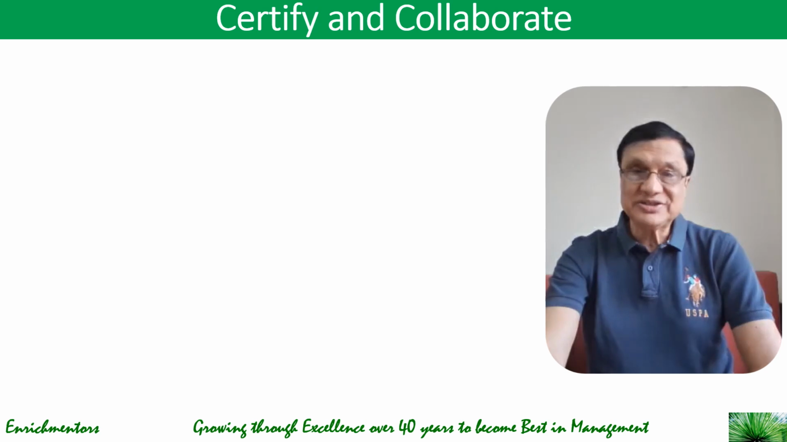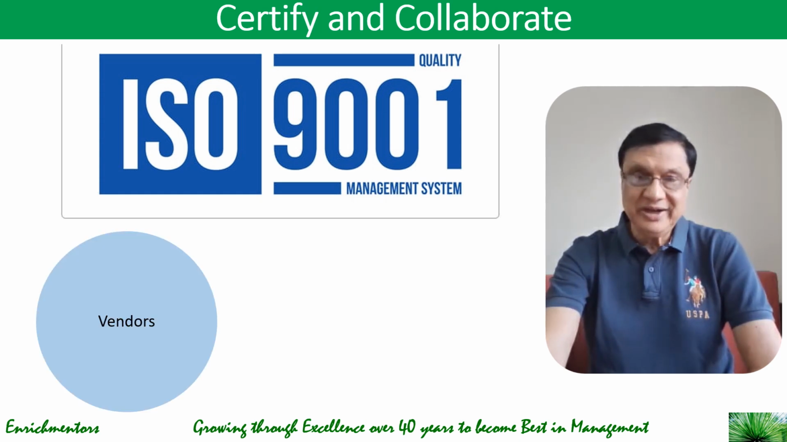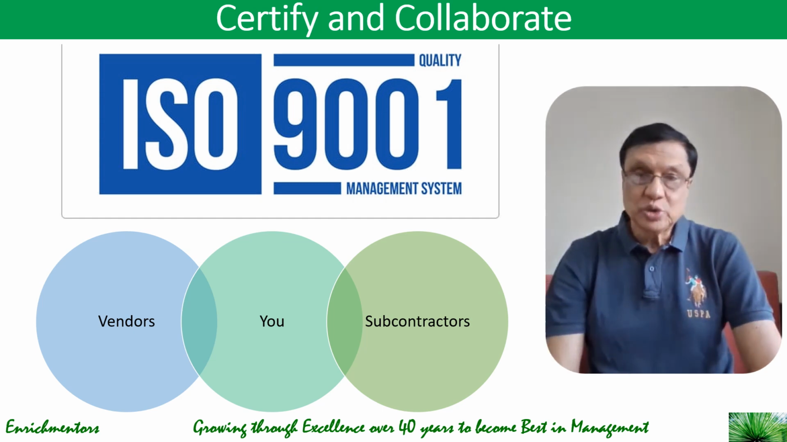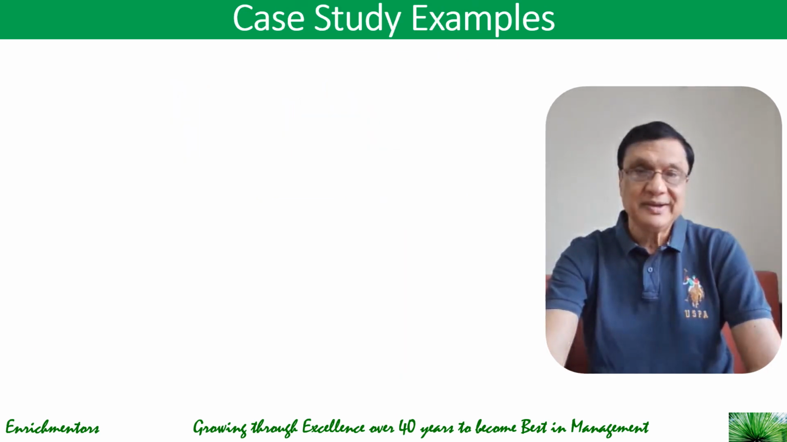Certify and collaborate. That's another way to ensure quality happens. One is you can use quality certifications by seeking third-party certifications like ISO 9001 to demonstrate commitment to quality, and partner with vendors and subcontractors who meet your quality expectations. By collaborating with suppliers and contractors who are quality conscious, you can ensure that you also deliver quality.